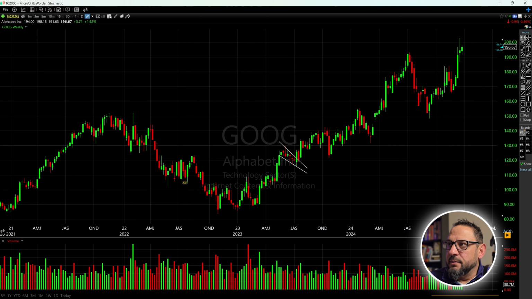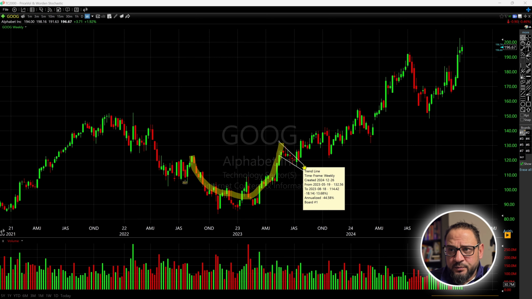And that is the cup. The clearer the pattern is, the higher the probability it has to work. You see the break of this handle? That's when the price starts rallying up. It's a bullish sign.